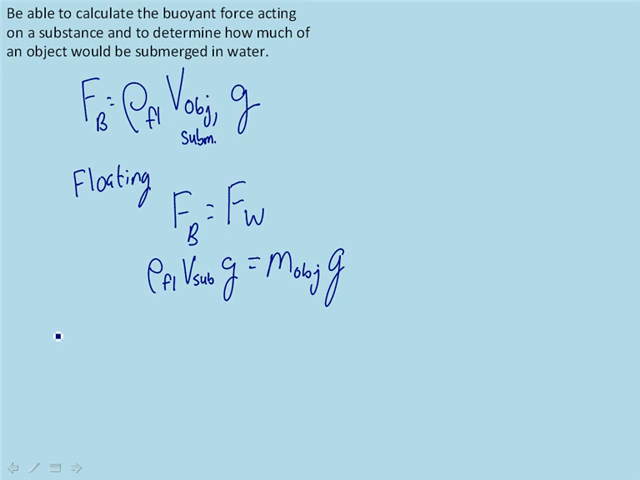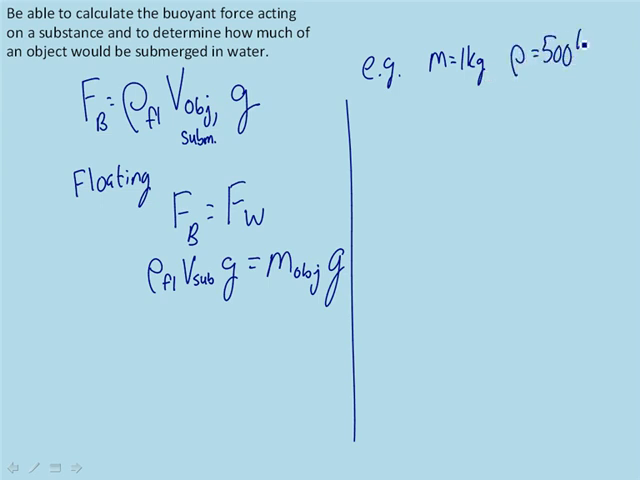So let's say, for example, we have a mass equal to 1 kilogram and density equal to 500 kilograms per cubic meter. I want to know what fraction of the object is submerged. Alright, so we start with this formula over here. Rho Vg is equal to mg. It's the mass of the object, the density of the fluid, and the submerged portion of the volume. Now your gravities cancel. I'm going to put in some numbers here.